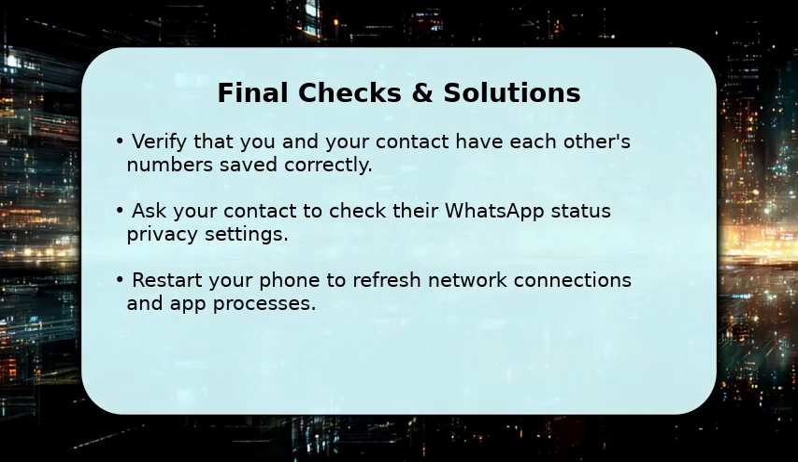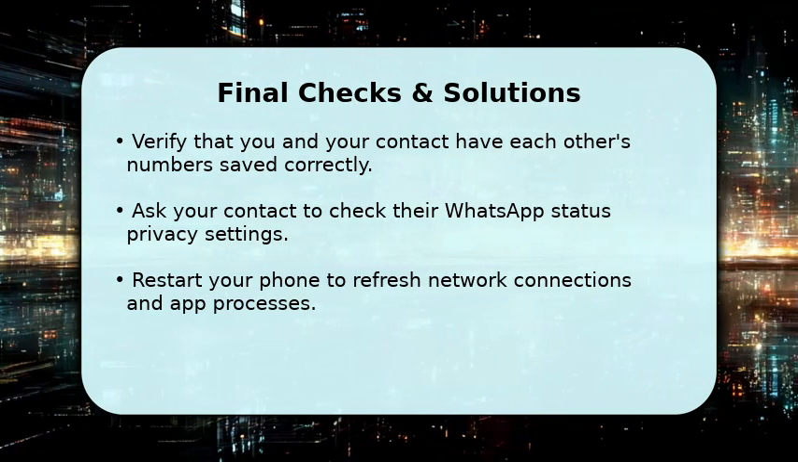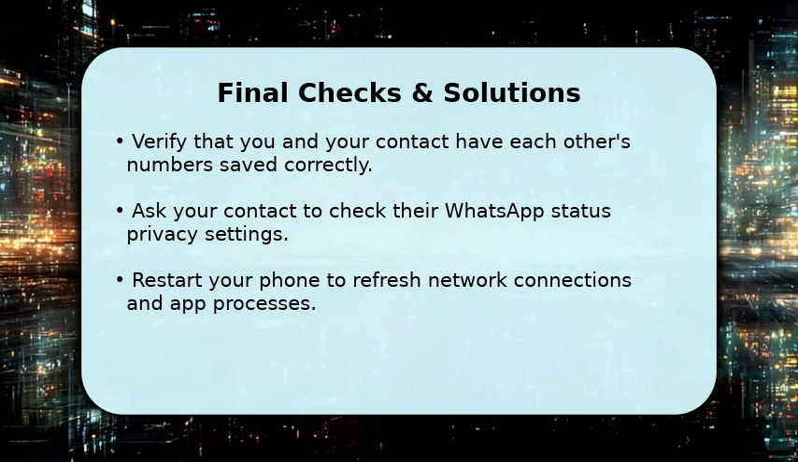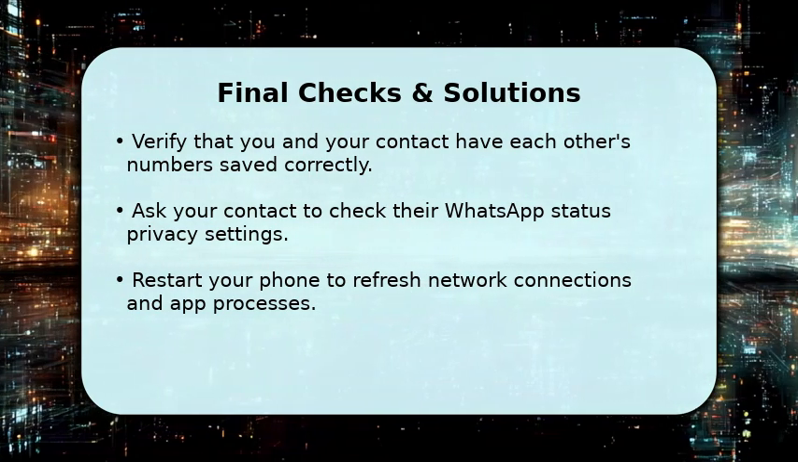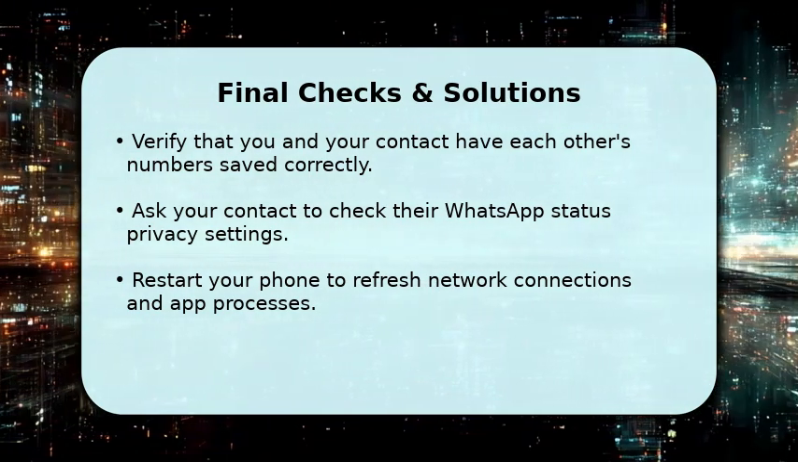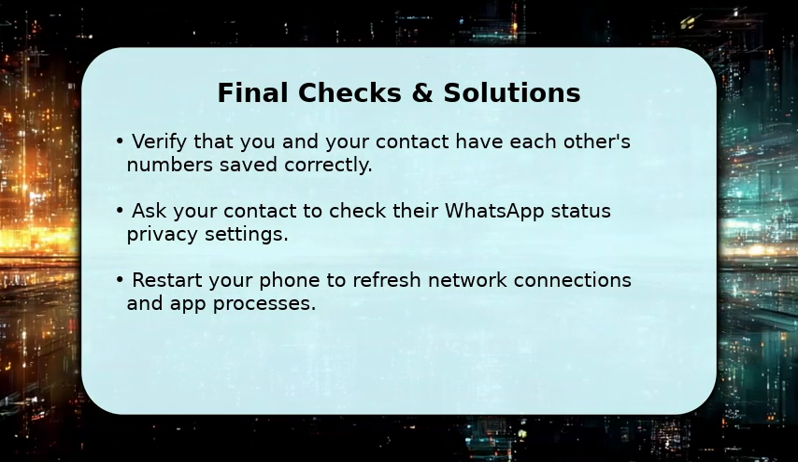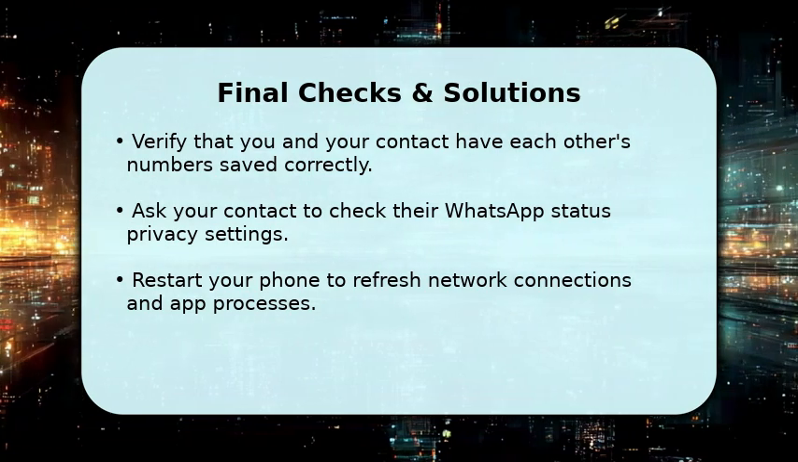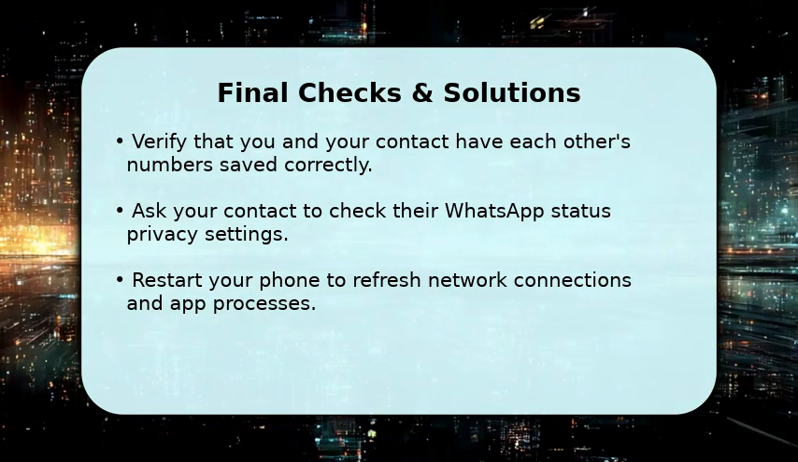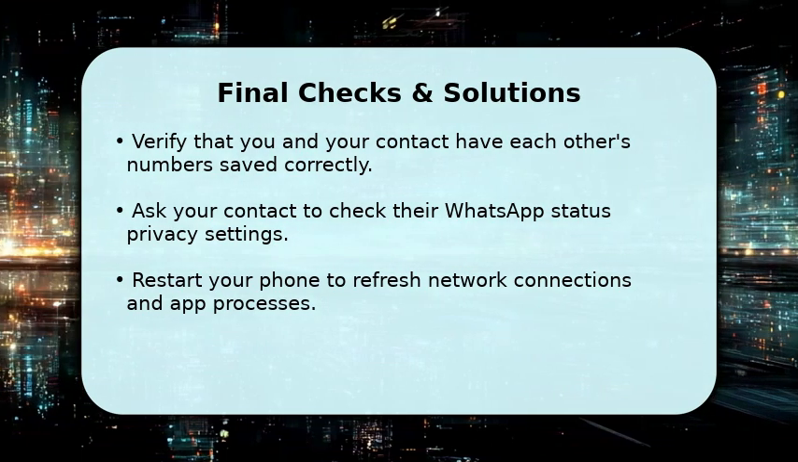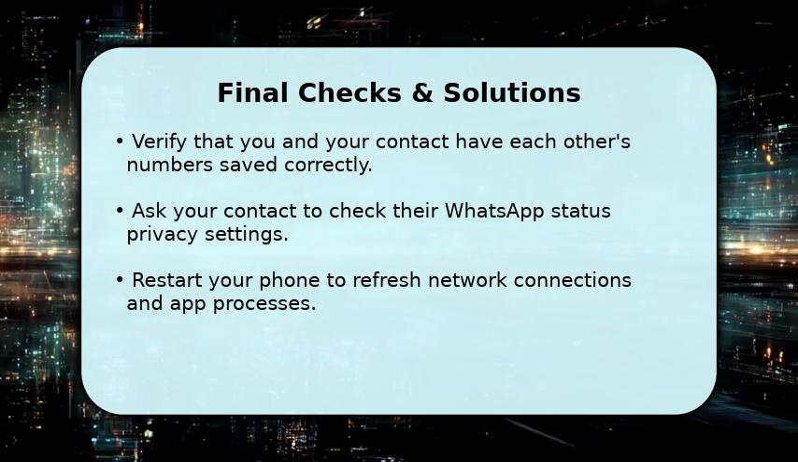To wrap up, always double-check that both you and your contact have each other's phone numbers saved accurately in your respective address books. Politely ask your contact to review their status privacy settings to ensure you haven't been inadvertently excluded. A simple phone restart can often resolve many temporary software issues. If you've tried everything else, and after backing up your chats, reinstalling WhatsApp can sometimes fix persistent problems.